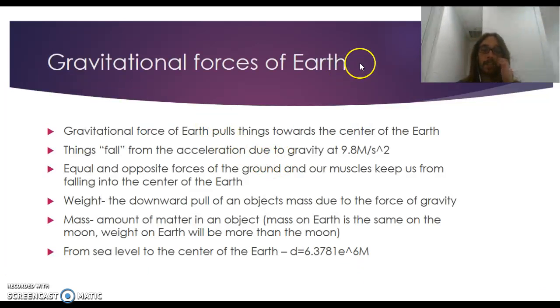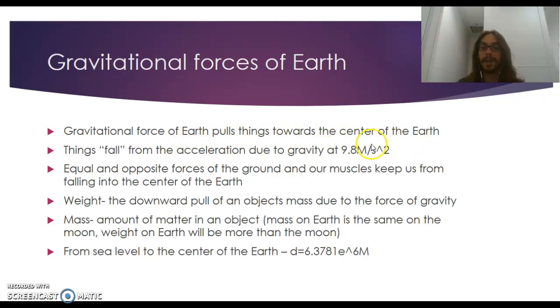Okay, so gravitational forces of Earth. The gravitational force of Earth is basically the thing that pulls things towards the center of the Earth if you're on Earth or in its gravitational orbit or field. So things fall, we put fall because they're not really falling, they're being pulled, from the acceleration due to gravity at 9.8 meters per second squared. This is Earth's gravitational constant, or the acceleration due to gravity, excuse me. This is Earth's constant acceleration due to gravity.